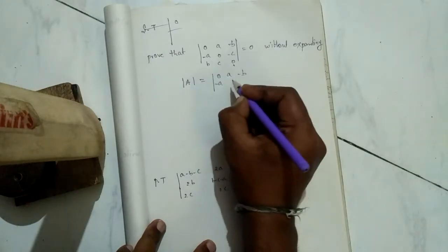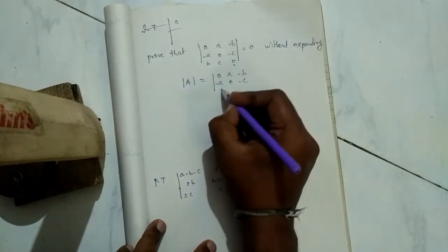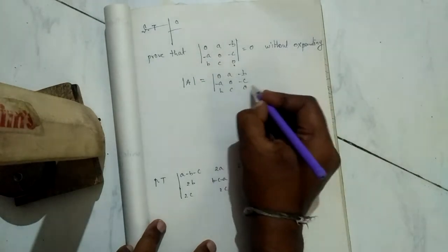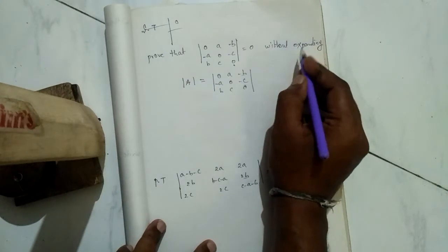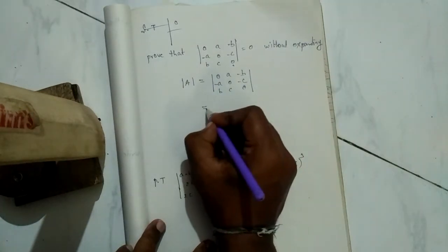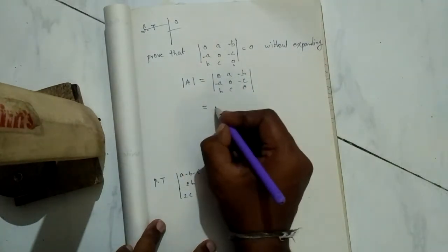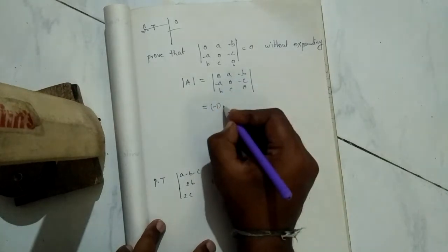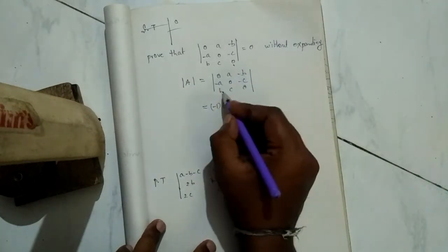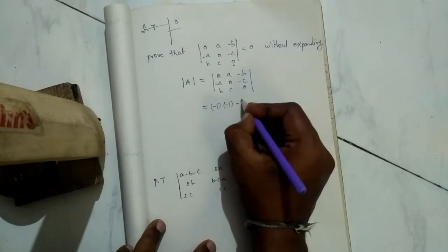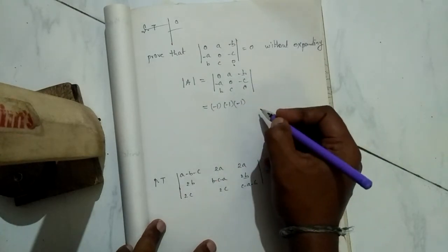0 a minus b, minus a 0 minus c. See, if you expand this determinant, the answer is going to be 0, but without expanding you have to prove it. See what I'm going to do. From the first row, minus you take common, from the second row again minus you take common, from the third row again minus you take common.